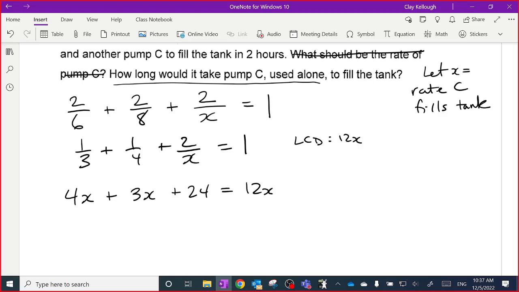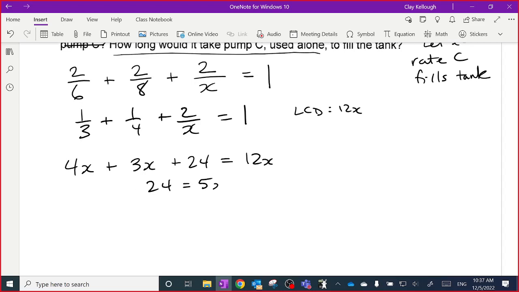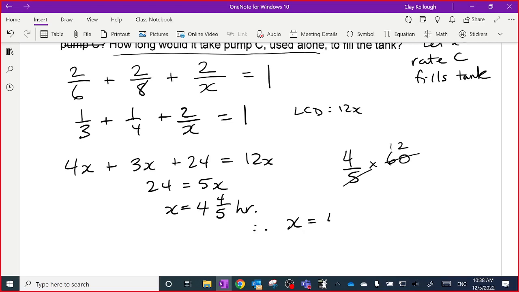So I am going to get 24 is equal to 12 minus 7, which is 5x. And 24 divided by 5 is 4. Oh, hang on. 4.8. Oh, I'll stick to fractions. 4 4/5 hours, because that's, again, an easy fraction to turn into minutes, right? 4/5 of an hour, which in minutes is 60. 5 goes into 60 12 times. So therefore, I like this answer better. 4 hours and 48 minutes.